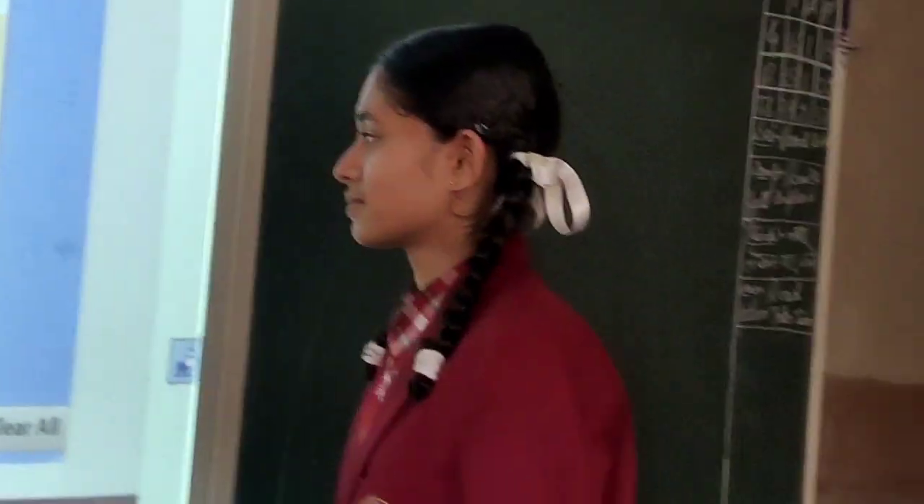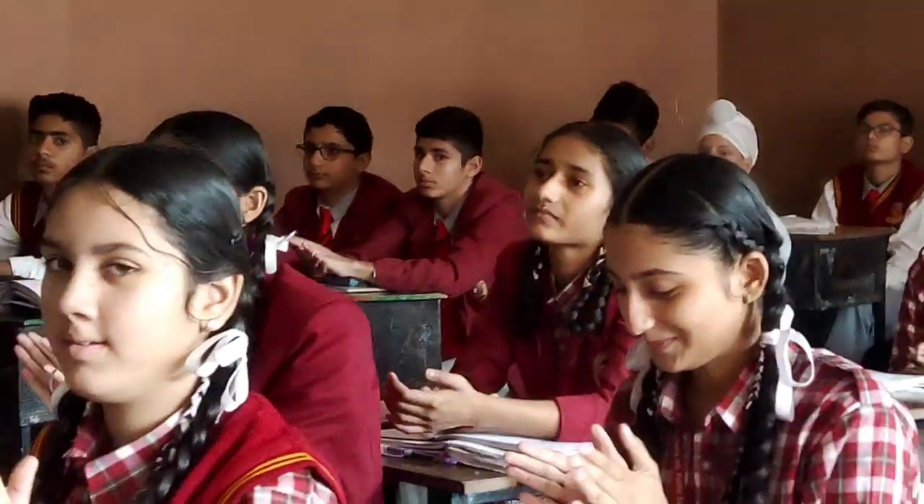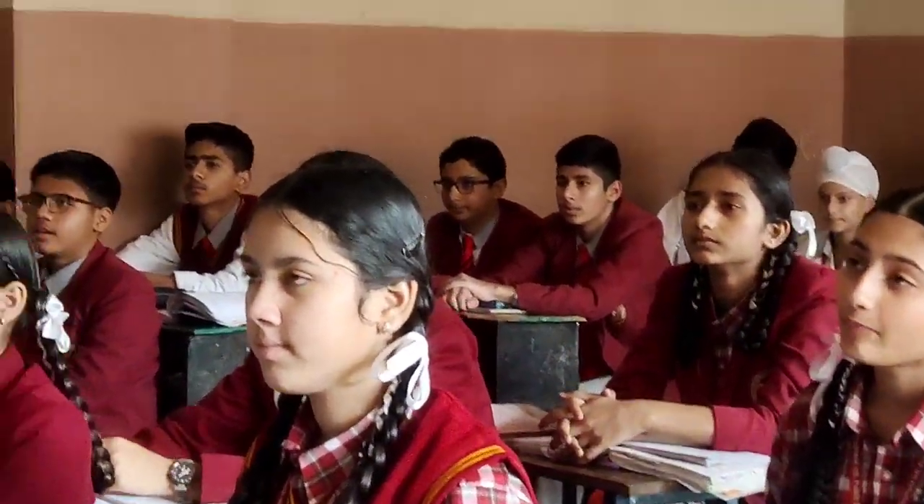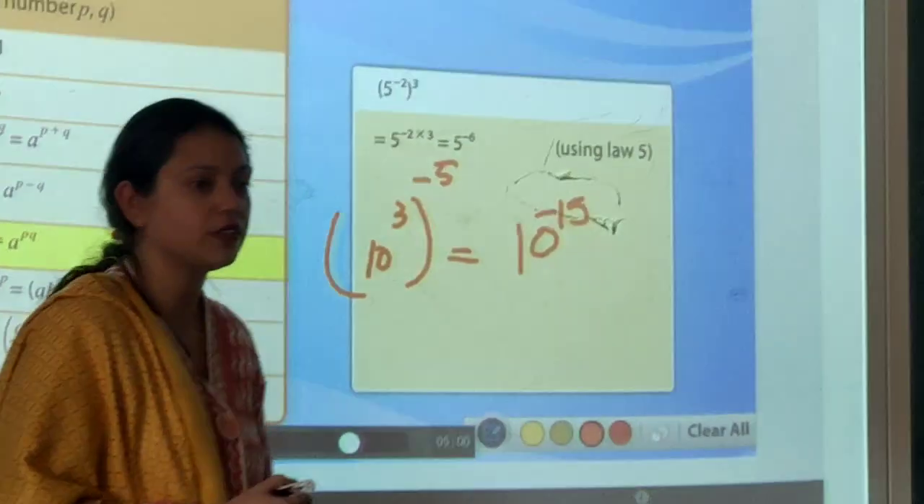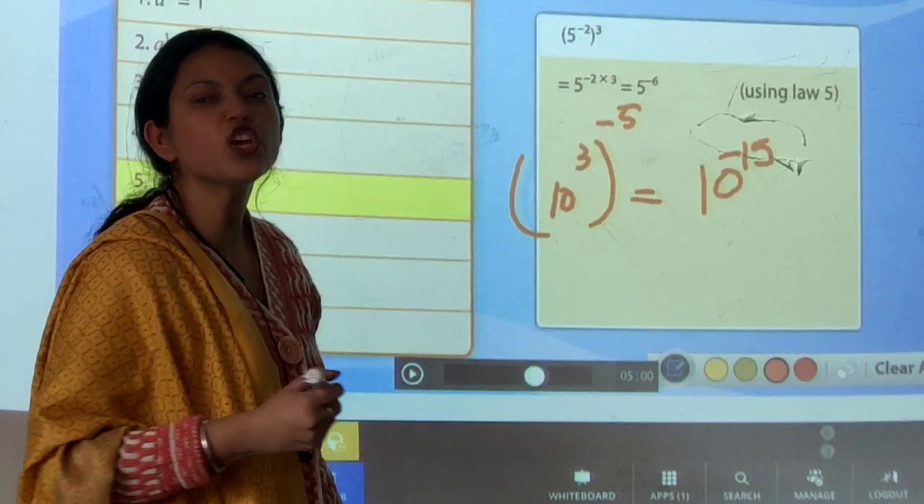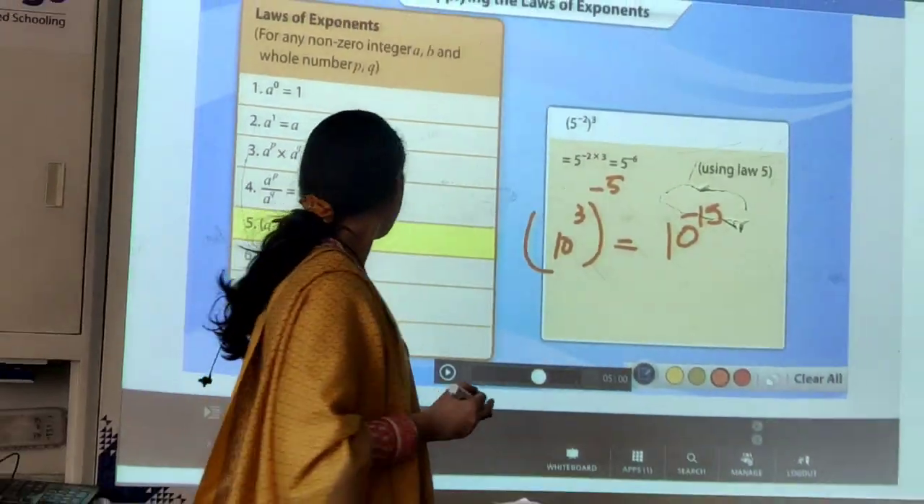This is -15. Now, this is m raised to power whole n. That is m into n. So 3 times 5 is 15, and this is a minus sign, so we must write a minus. Clear to all? Yes. Easy or difficult? Easy. These are quite easy.